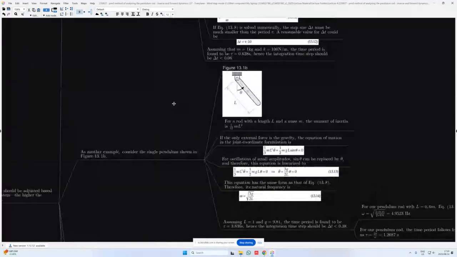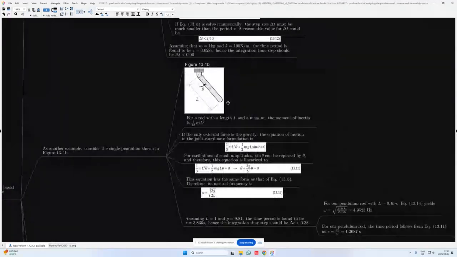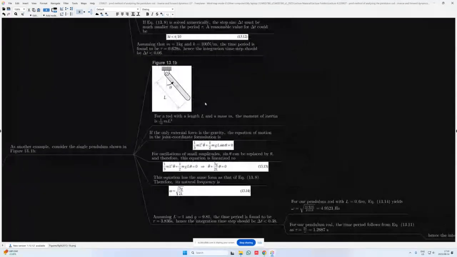As another example, we can consider the single pendulum shown in figure 13.1b. So essentially the pendulum rod that we've been working with up to now. And for a rod with a length L and a mass m, the moment of inertia is 1/12 m L squared. This is one of the formulas that we get from a formula sheet that gives us the moment of inertia about the center of mass of a slender rod. If the only external force is gravity, the equation of motion in the joint coordinate formulation is then written in this form that we have over here.